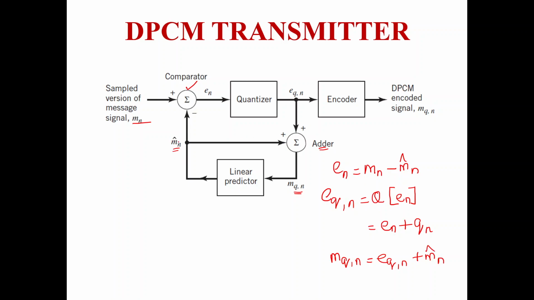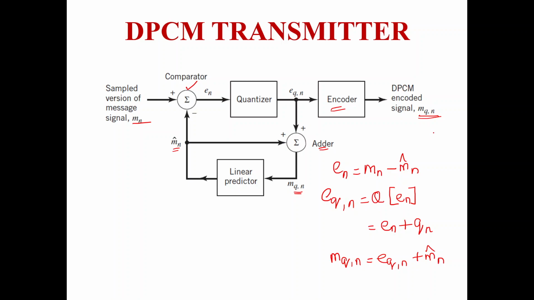So what is Mn cap? Mn cap is the predicted signal of Mqn and Eqn is the quantized output. This Mqn has been given to a linear predictor, then the output of the linear predictor is Mn cap, which is finally given to a comparator. So when I do this, the output signal has been quantized, right? Finally my Eqn is given to an encoder. The encoder will encode the signal Eqn, thereby it produces my encoded signal for each sample Mqn.